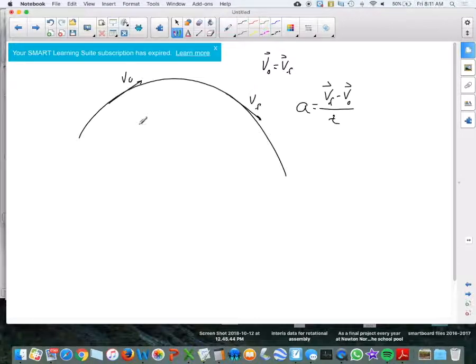So you have this situation where we've defined acceleration to be change in velocity over change in time. And if I do that vectorially, I can draw my final velocity, v final, and I can draw minus v0, and I get a vector that is in this direction. So that's v final minus v0, and it's directed inward.